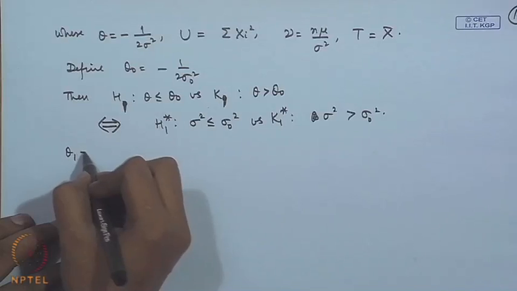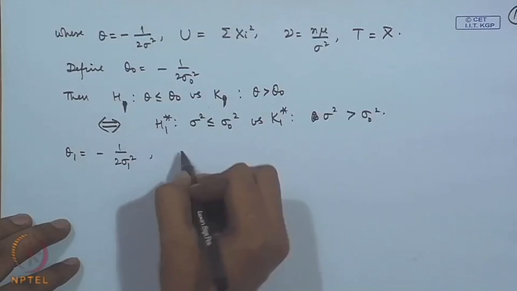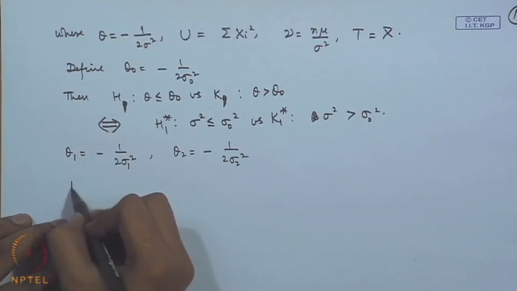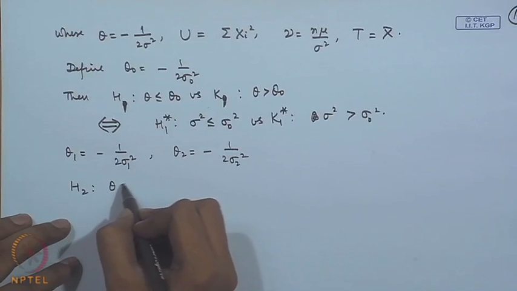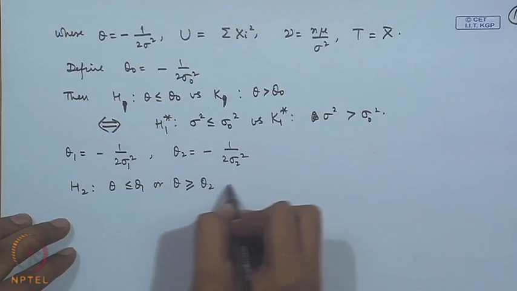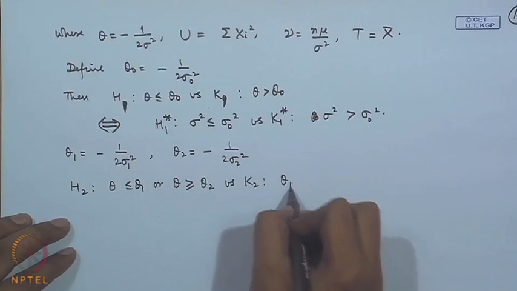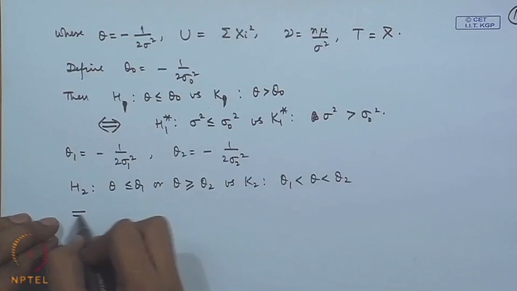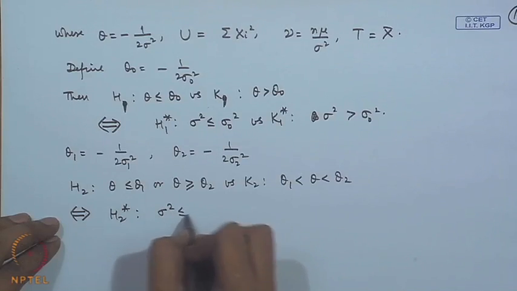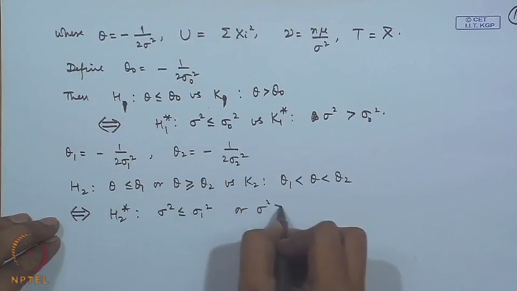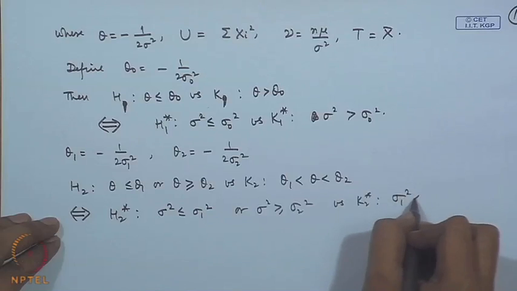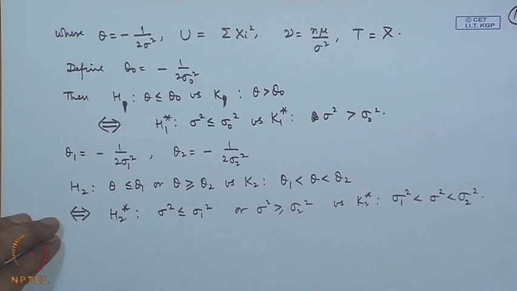Similarly, if I define, say, theta 1 is equal to minus 1 by 2 sigma 1 square, theta 2 is equal to minus 1 by 2 sigma 2 square, then if I write down the hypothesis problem theta less than or equal to theta 1 or theta greater than or equal to theta 2 versus K 2 theta 1 less than theta less than theta 2, then this testing problem is equivalent to H 2 star, sigma square less than or equal to sigma 1 square or sigma square greater than or equal to sigma 2 square versus sigma 1 square less than sigma square less than sigma 2 square.